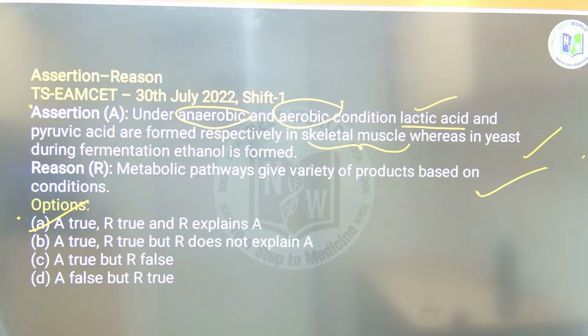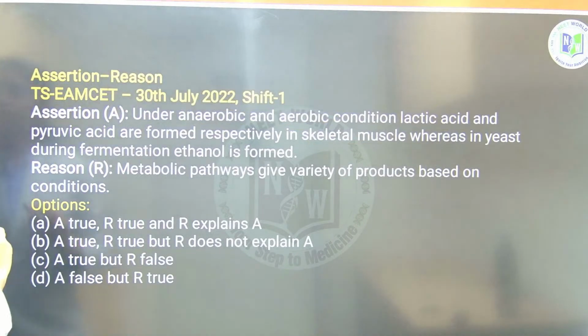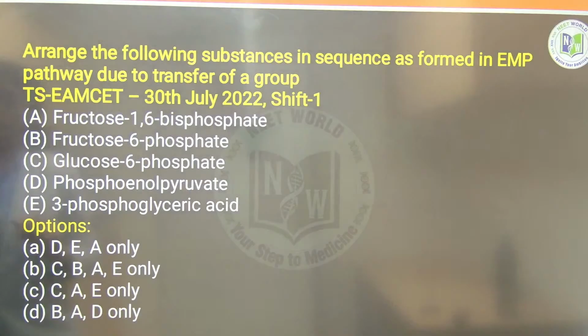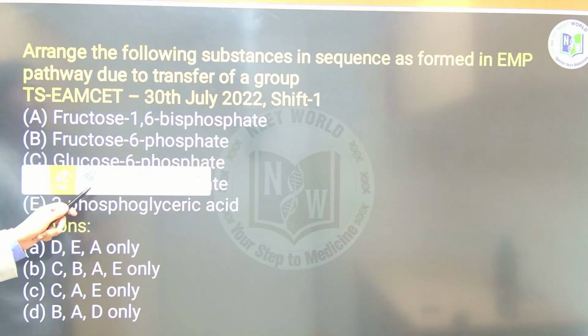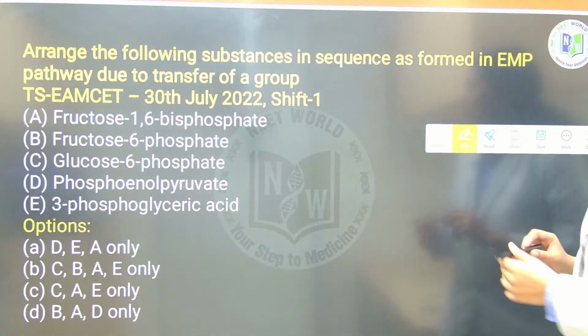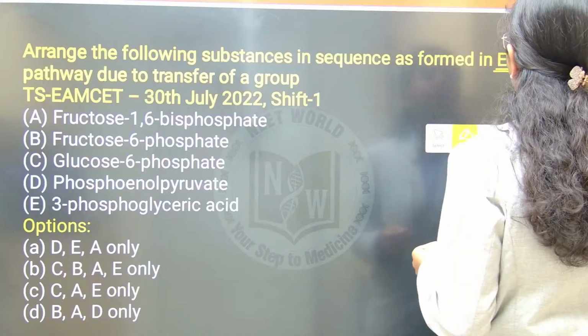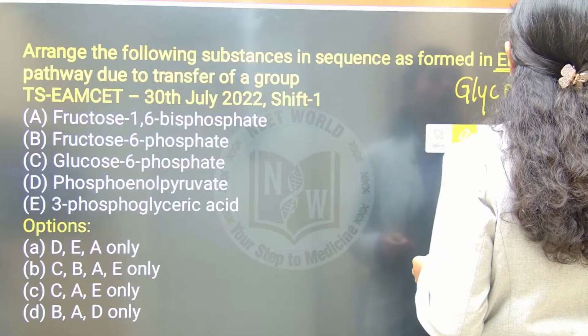Fine. Next. Look at this. Arrange the following substances in sequence as formed in EMP pathway. EMP pathway is what? Glycolysis pathway. That is why I told you synonyms are very important.